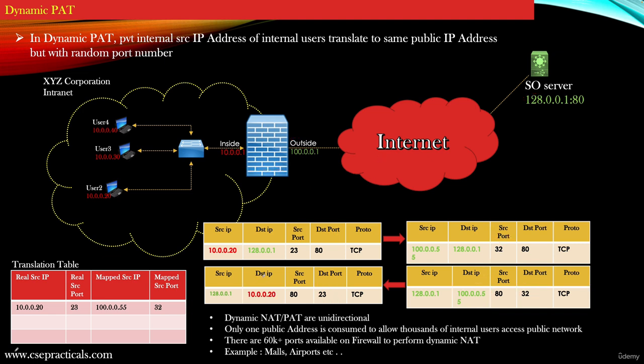So a few points regarding PAT. Dynamic NAT and PAT are unidirectional, right? So dynamic NAT or PAT works only from inside to outside. The communication has to be initiated only by an internal user, right? The communication cannot be initiated by the public user. And only one public address is consumed to allow thousands of internal users to access the public network, and there are 60,000 ports available on the firewall to perform dynamic NAT. And examples where dynamic NAT is always in use are malls, airports, hostels, etc.